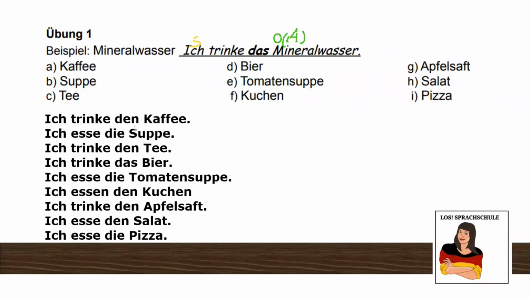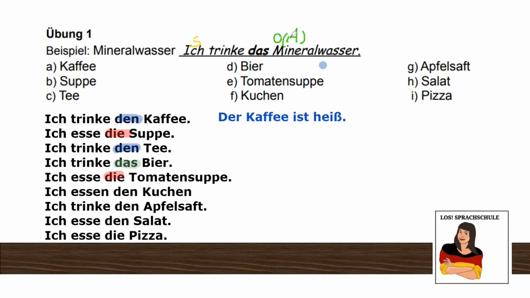Let's read. Ich trinke den Kaffee. I drink the coffee. Den, male. And if I want to say the coffee is hot, then we change it into Nominativ. Der Kaffee ist heiß. Ich esse die Suppe. I eat the soup. Ich trinke den Tee. I drink the tea. Ich trinke das Bier. I drink the beer. Ich esse die Tomatensuppe. I eat the tomato soup.